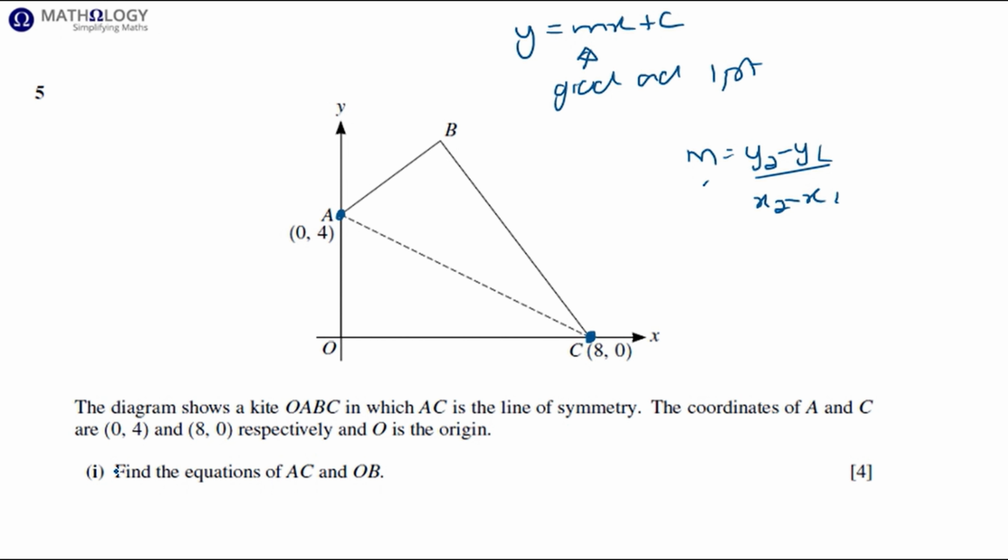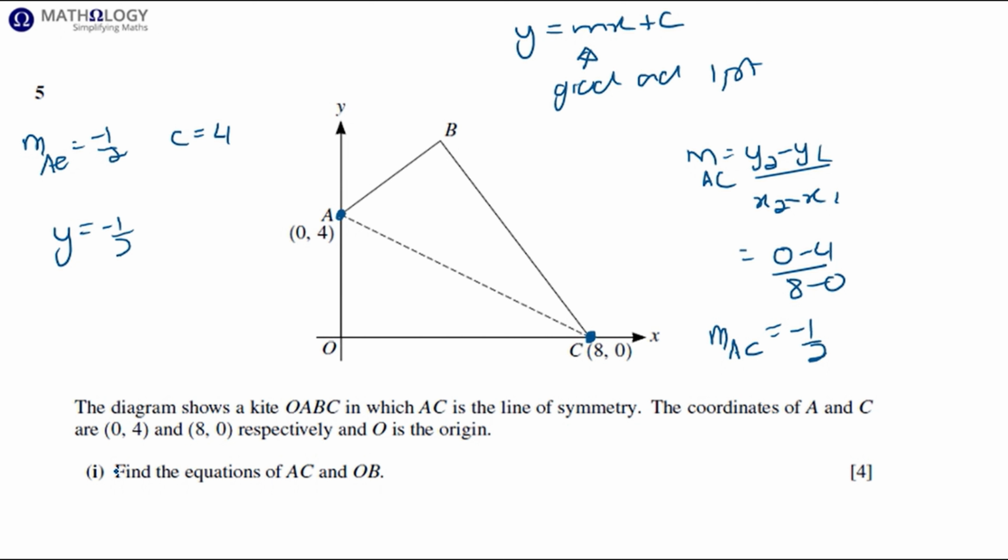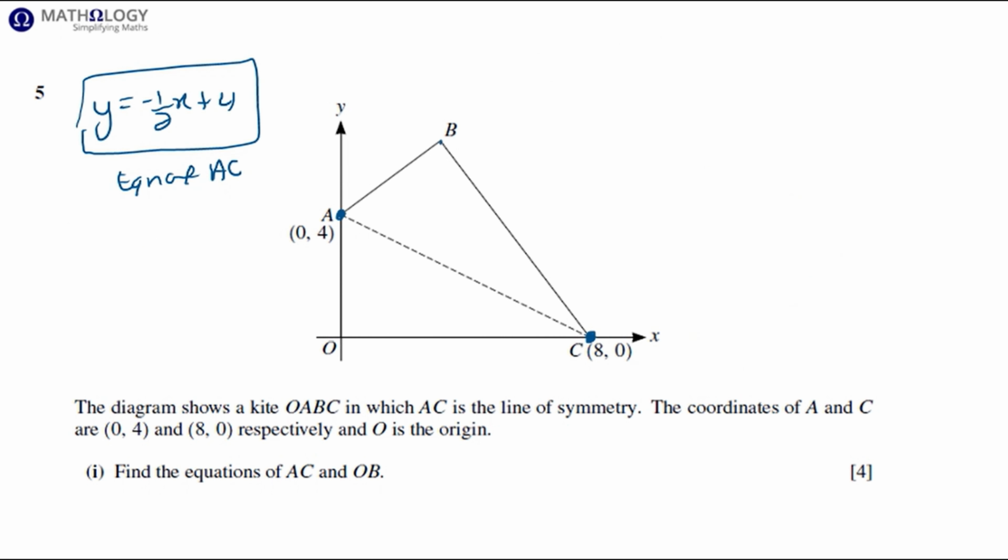So the gradient of AC will be 0 minus 4 over 8 minus 0, minus 4 over 8 is minus a half. So we've got the gradient of AC minus a half, and we can use either of the points. The fact that A is the y-intercept, we know that c equals 4, so we don't have to substitute the point because we've got the y-intercept. So y equals mx plus c, y equals minus a half x plus 4. This is now the equation of AC. And the equation of OB, so we're just going to draw OB in.